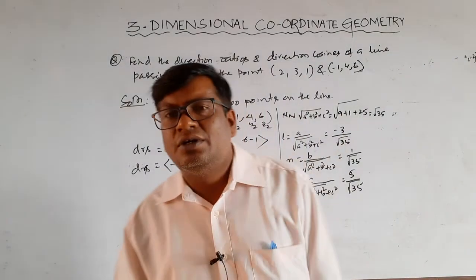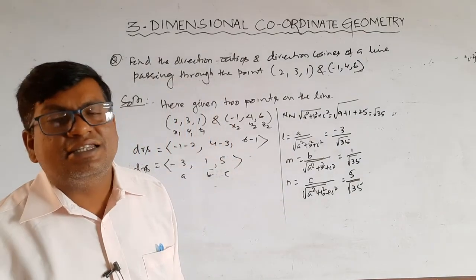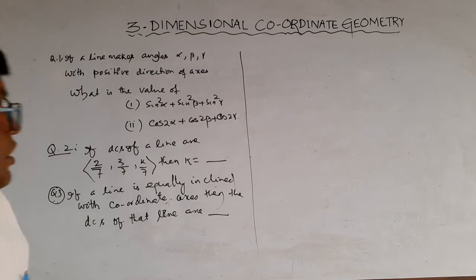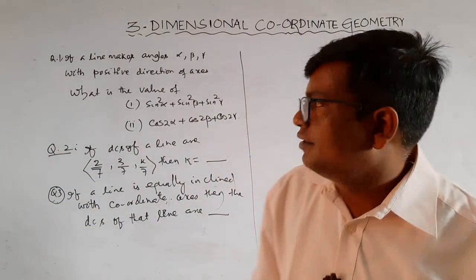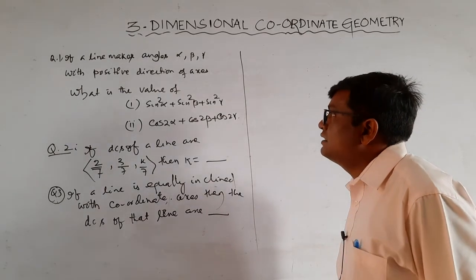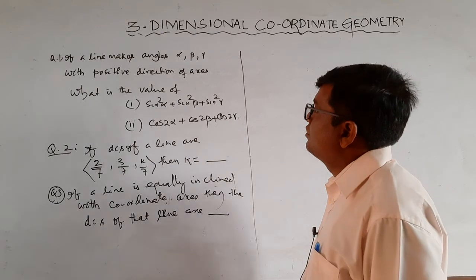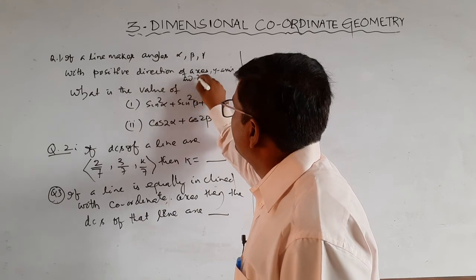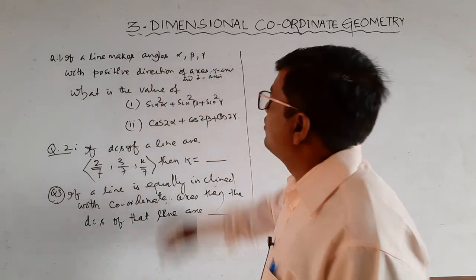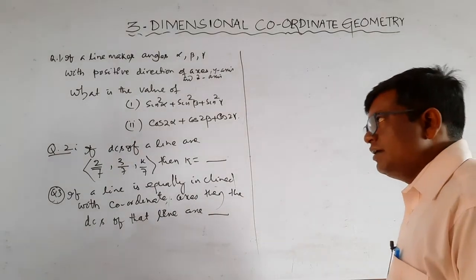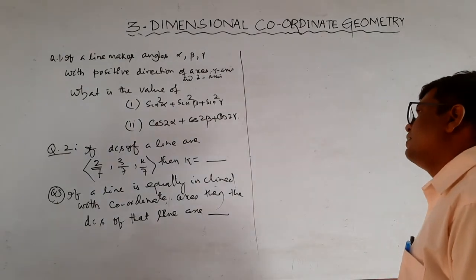Let us discuss some questions related to direction cosines and direction ratios. Question number 1 has 2 bits. If a line makes angles alpha, beta, gamma with the positive direction of the x-axis, y-axis and z-axis, what is the value of sin square alpha plus sin square beta plus sin square gamma, and cos 2 alpha plus cos 2 beta plus cos 2 gamma?